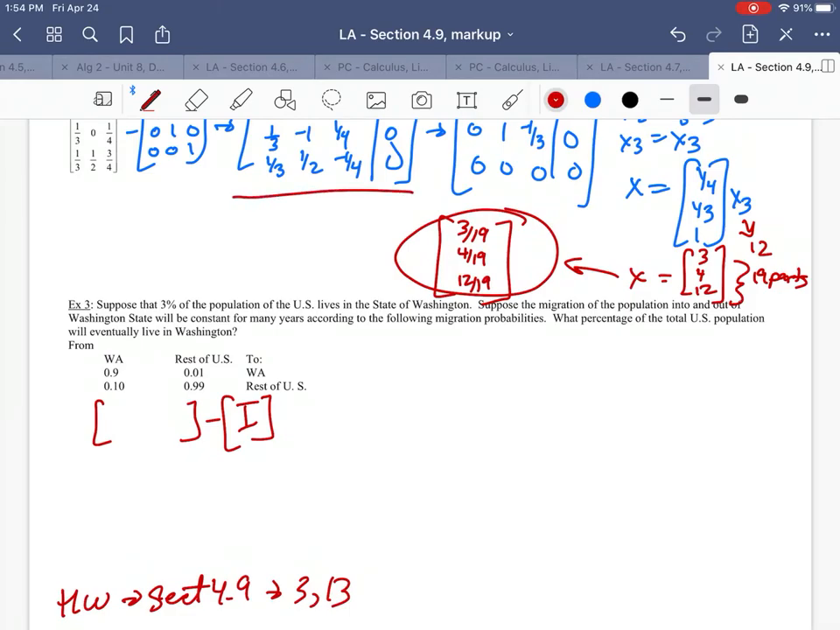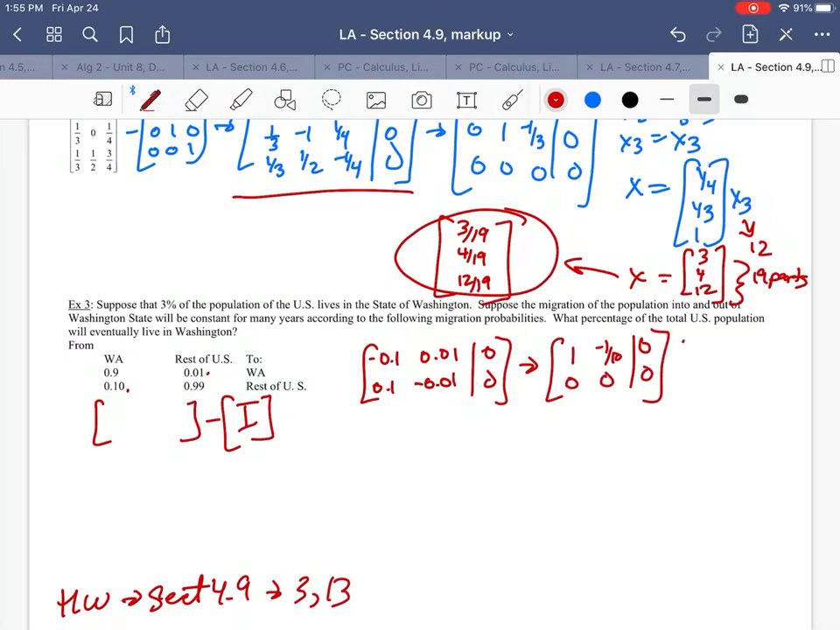That would obviously be 1, 0, 0, 1. So when I do that, I get 0.9 minus 1, so negative 0.1. This 0.01 right here just stays the same. Down below, my 0.10 stays the same. And the 0.99, I'm doing 0.99 minus 1, so negative 0.01. Now all we have to do is augment this with 0 and RREF it. When you RREF it, you get 1, negative 1/10, 0, and 0, 0, 0.